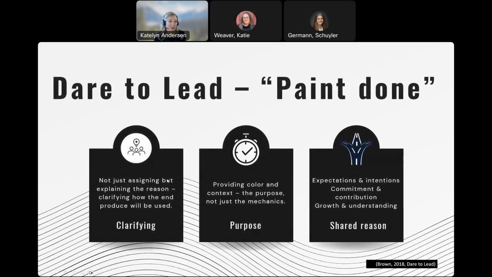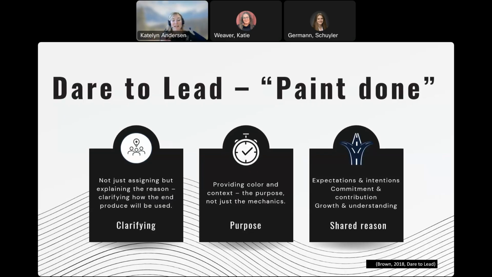So Brené Brown, in Dare to Lead, shares something called Paint Done. She helps to mitigate that assumption that we all know what getting that project done means. She helps clarify the situation by not just assigning, but explaining the reason behind something that's getting done and clarifying how the end product will be used.